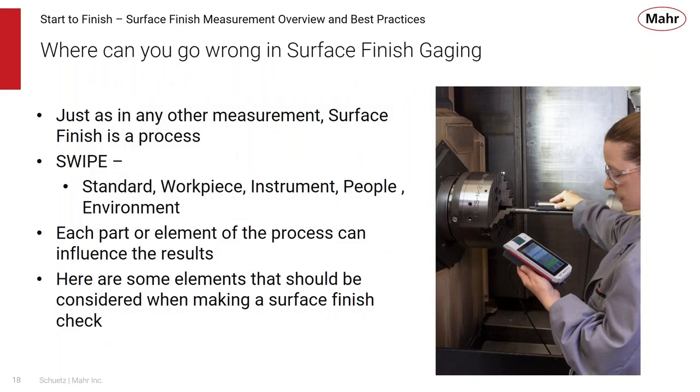Just like any other measuring process, surface finish measurement is a process. And many times before we've talked about the measuring process using the acronym SWIPE: the standard, the workpiece, the instrument, the people, and the environment. And each part of this measuring process or element can influence the results. So the same thing, whether we're talking about a dimensional measurement or a surface finish measurement, this can be influenced by each one of these parts.